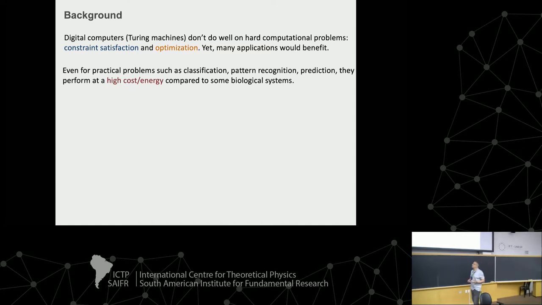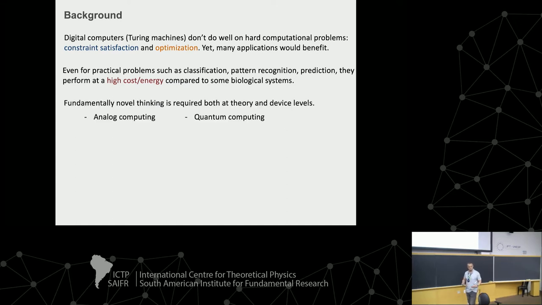And sort of to give you the background, what I'm gonna do is talk about analog computing. And we all know that digital computers now are kind of failing. They don't do well on hard computational problems, such as constraint satisfaction and optimization problems, but many, many applications would benefit from that. I mean, daily industrial applications. And even when they do work well, when you compare how they work to the brain, they also operate at a much, much larger cost than biological counterparts. So you kind of need to think differently to address this problem.